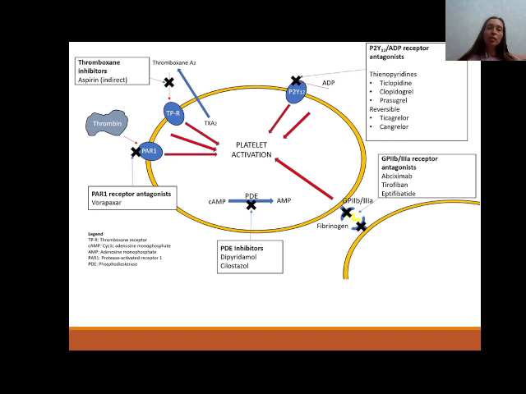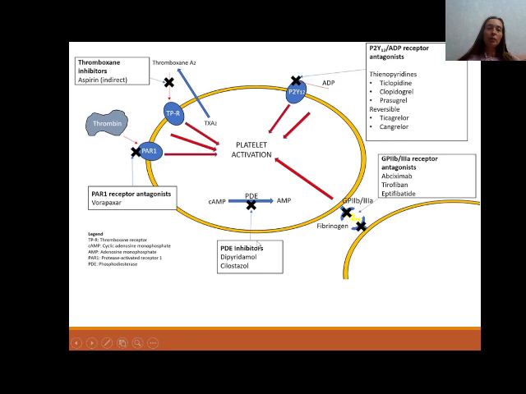The next group is glycoprotein 2B3A receptor antagonists. They inhibit this receptor. These receptors are on the surface of the platelet, and due to these receptors, platelets stick with fibrinogen, and there is aggregation of platelets. So inhibition of these receptors leads to inhibition of aggregation.